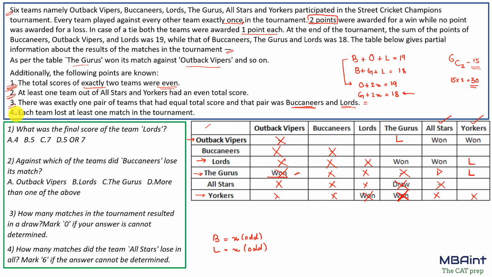And also the fifth point says that each team lost at least one of the matches in the tournament. Okay, fine. Now how to start? Now I have this information that B is also odd and L is also odd, and their values are the same. Now as B and L are odd, this 2X would be an even number, of course, and then it makes it that G would be an even number.